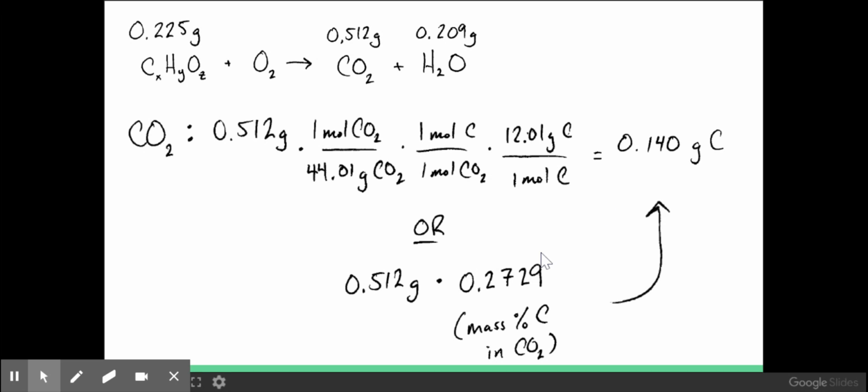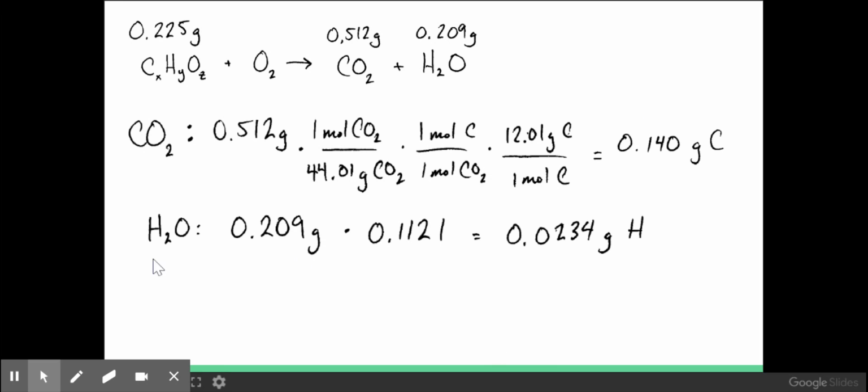Now there's another way to do this. If you remember how to calculate mass percent, you can find the mass percent of carbon in CO2. So if I have 0.512 grams of CO2, I can find the mass percent of carbon, which was about 27%, convert that into a decimal and get the same answer. I think that's the quicker way of doing it, so that's the way that I'm going to do the hydrogen for the water. So I did the same thing. I took the mass of water that I started out with, I multiplied it by its mass percent of hydrogen to find the number of grams of hydrogen.